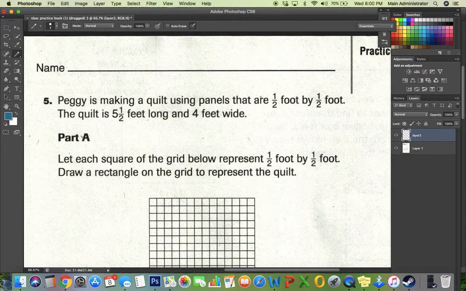Okay, let's start on SB32. Let's take a look at number 5. Peggy is making a quilt using panels that are 1/2 foot by 1/2 foot. The quilt is 5.5 feet long and 4 feet wide.